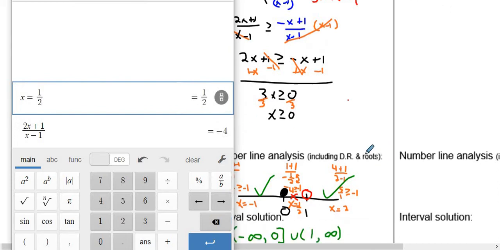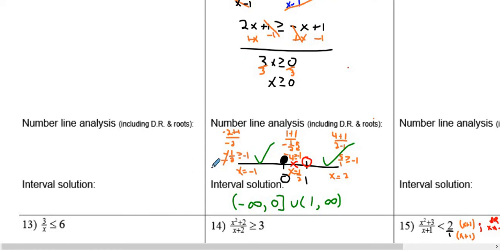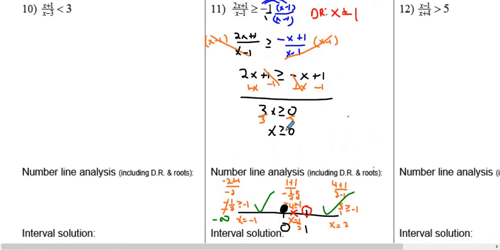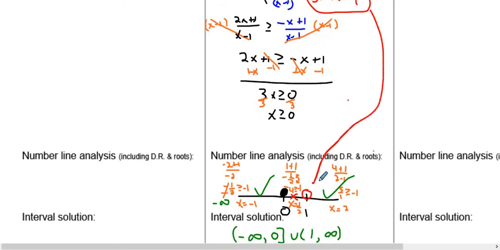And that's why I picked it. So to look at the actual answer, you can see negative infinity to 0 with a solid, square bracket. Negative infinity to 0, square bracket, is valid. And 1 to infinity is also valid. But you would never know that from this answer. That's why the domain restriction is so important to include on your interval.